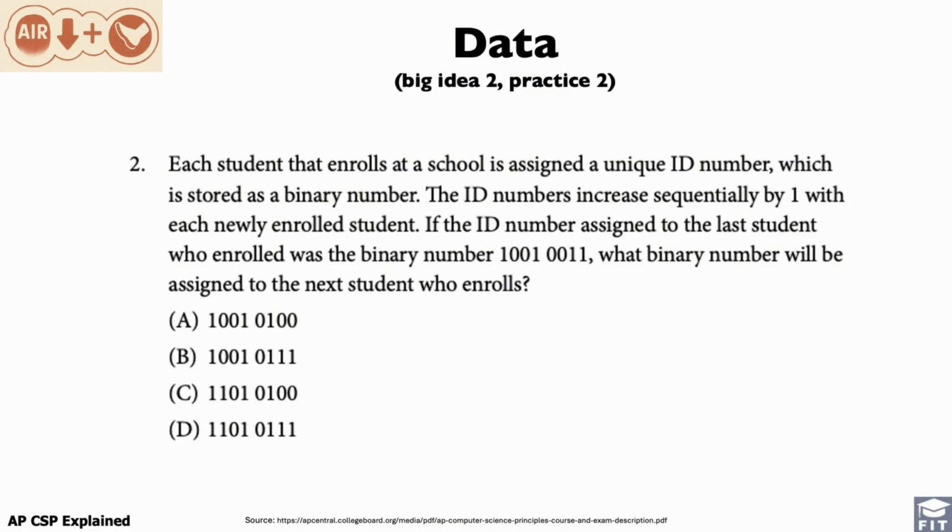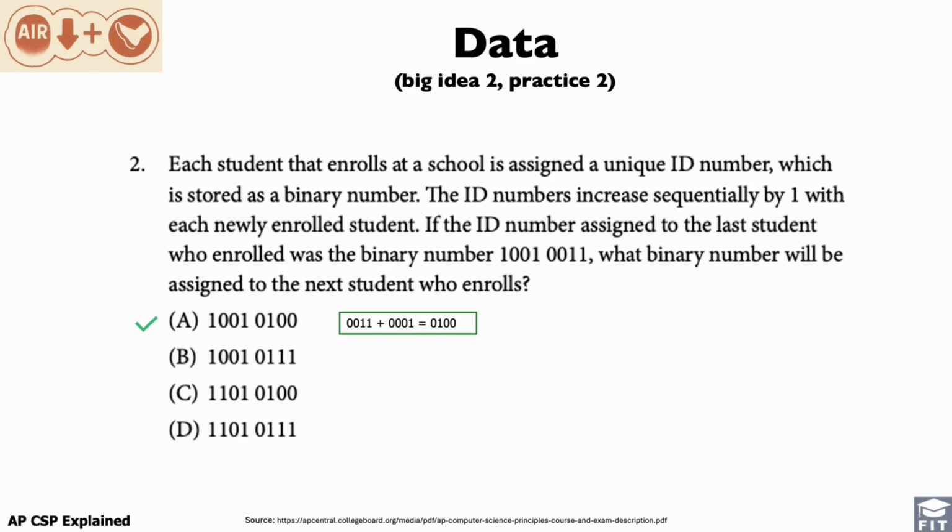This question is about understanding how binary numbers increase. The last student ID is 100100011. To get the next one, we simply add 1, just like we do in decimal, moving from right to left and carrying over as needed. 100100011 plus 1 becomes 100101100 in binary. So the correct answer is A.